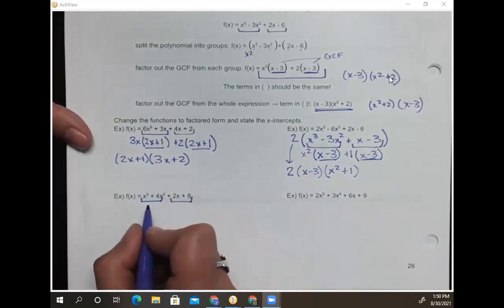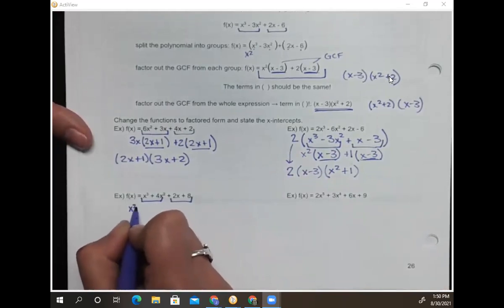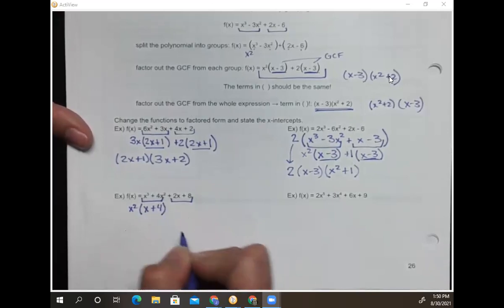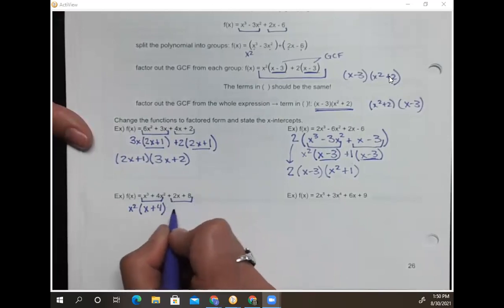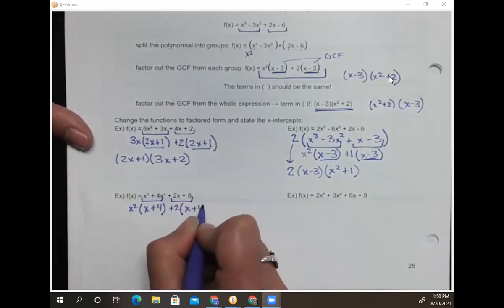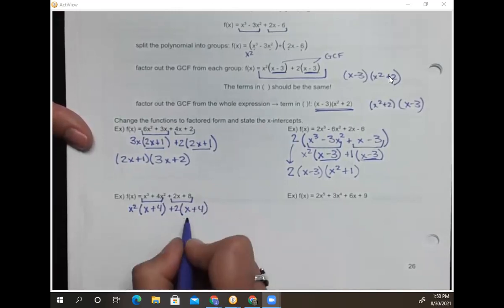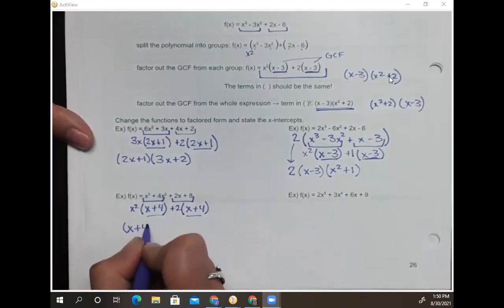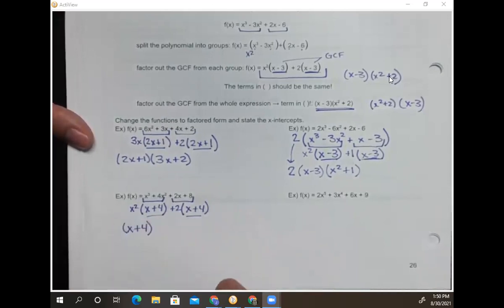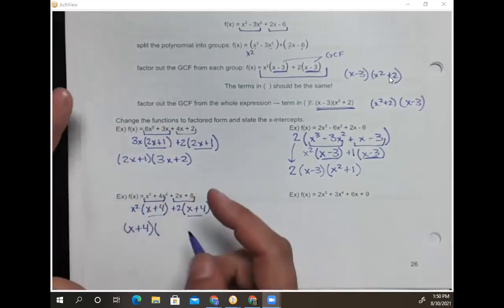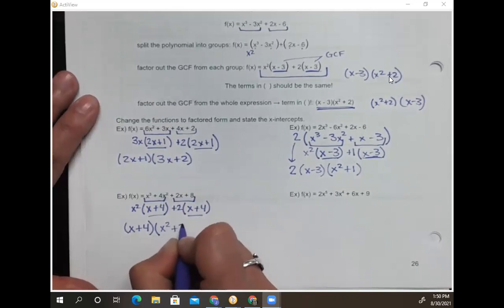For my first group, I would have a GCF of x squared. When I factor out x squared, I'm left with x plus 4. For my second group, I've got a GCF of positive 2, and I would be left with x plus 4. Now that piece in parentheses is the same, so that is my new GCF for the entire polynomial, and I'm left with x squared plus 2. X squared plus 2. There we go.